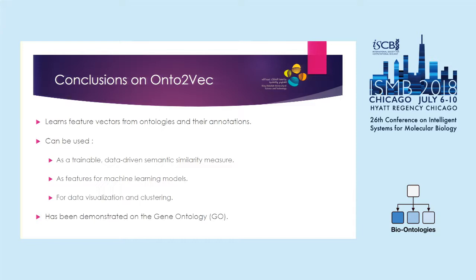So as a conclusion, we have produced a method that can learn feature vectors of ontology classes and biomedical entities from the ontology axioms and the annotations between ontologies and biomedical entities. We proved that our method can be used as a data-specific trainable semantic similarity measure. It can also be used as features to train machine learning models for different tasks. And it can be used to visualize the data and identify clusters of biomedical entities which are within the same functional group or which share the same function.